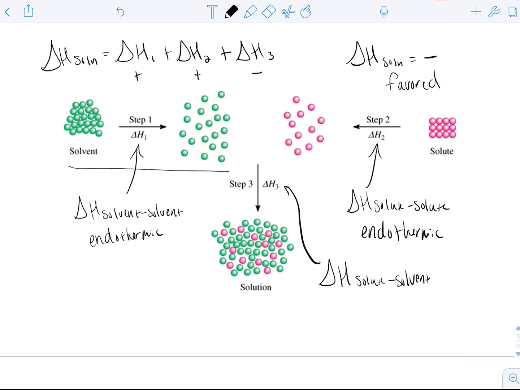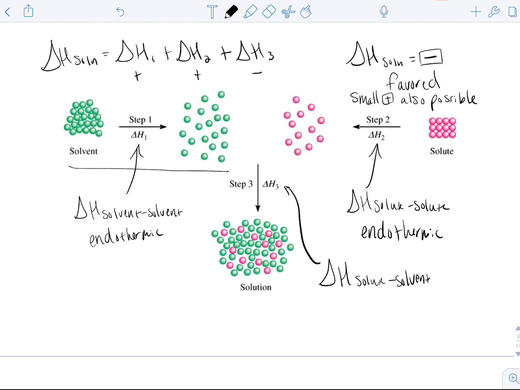We have a little wiggle room because we have entropy in here as well. Entropy is favored when we have a mixture. So we can have a small positive for our delta H of solution. So a small positive, also possible. And this is because entropy is also going to play a role in this. So we need to take all of these things into account. Okay?